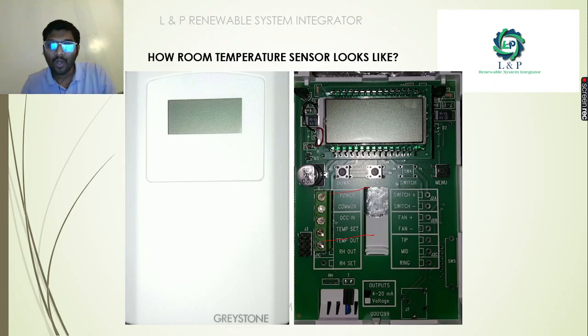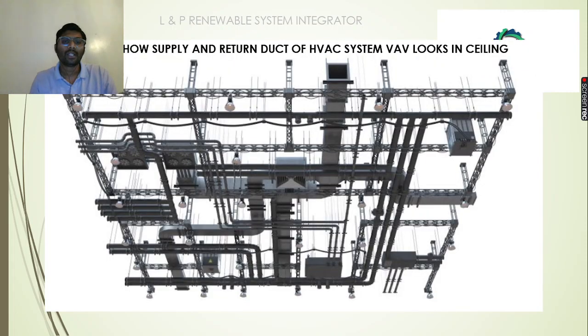This is an example of a temperature sensor which produces an output of 4 to 20 milliamps. This is a pure temperature sensor. Most importantly, wherever we mount the FCUs where we need persons to control the temperature, in such occasions we install these room temperature sensors.